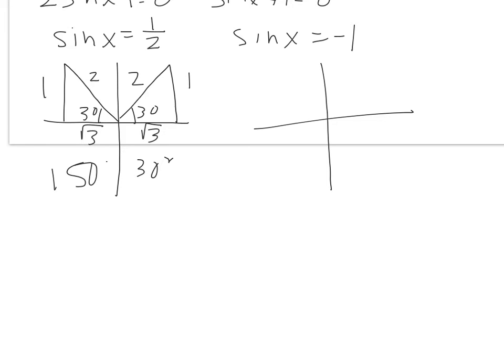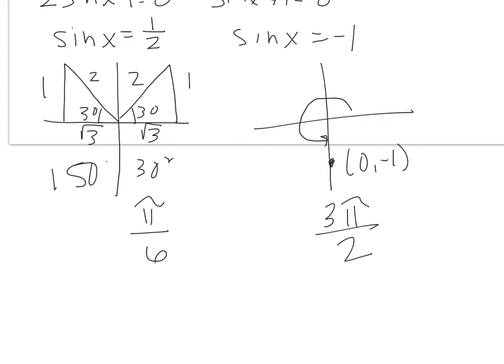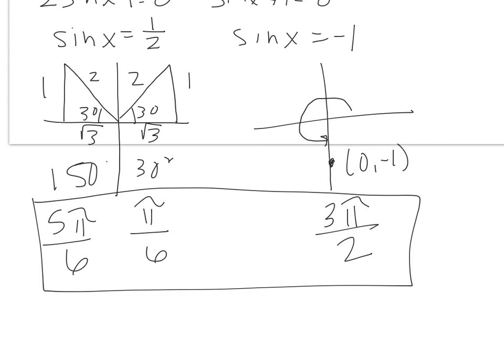For sine of negative 1, sine of negative 1 would be my y value. So where is y negative 1? This is where y is negative 1. It's this point right here, 0, negative 1. And that would be this angle, which I know is 3 pi over 2. 30 would be pi over 6. And this would be 5 pi over 6. So this one only has 3 answers. Again, there's not always going to be one case scenario.